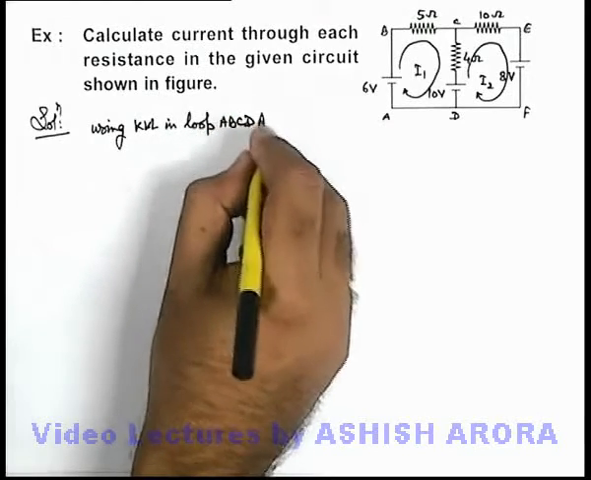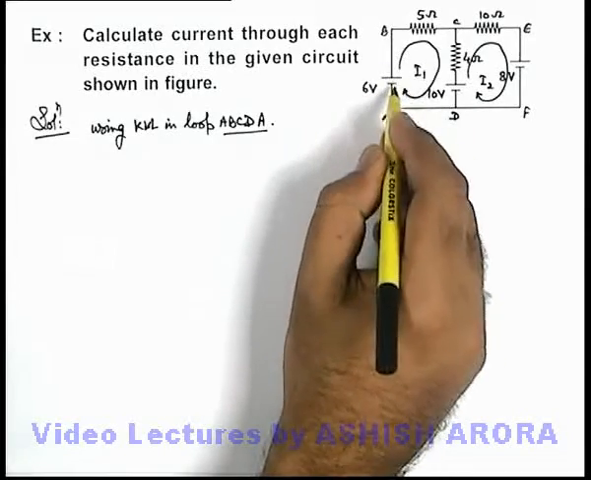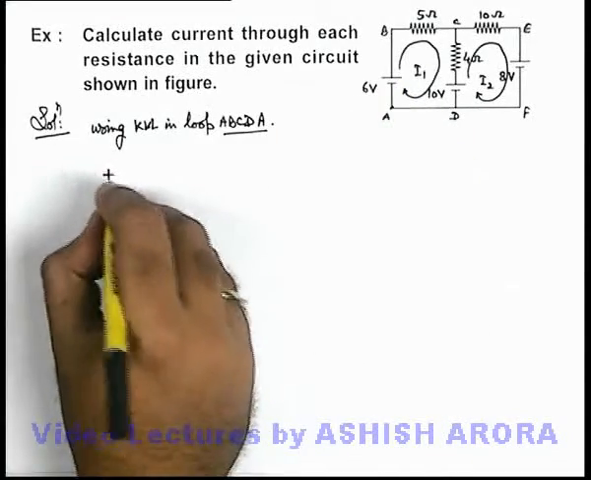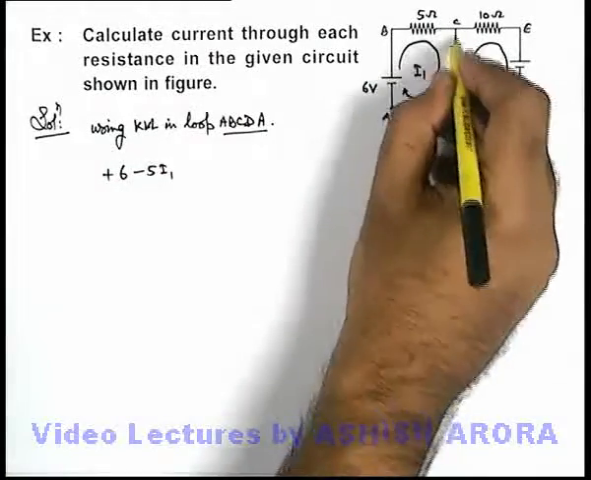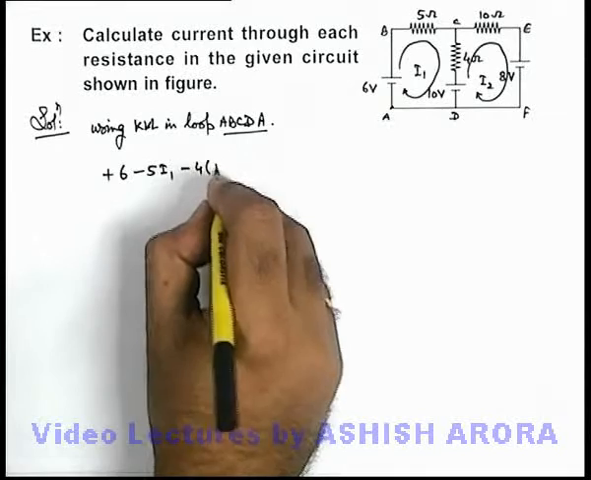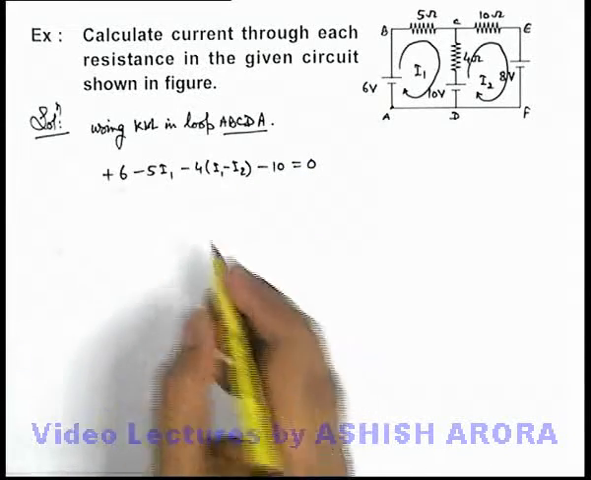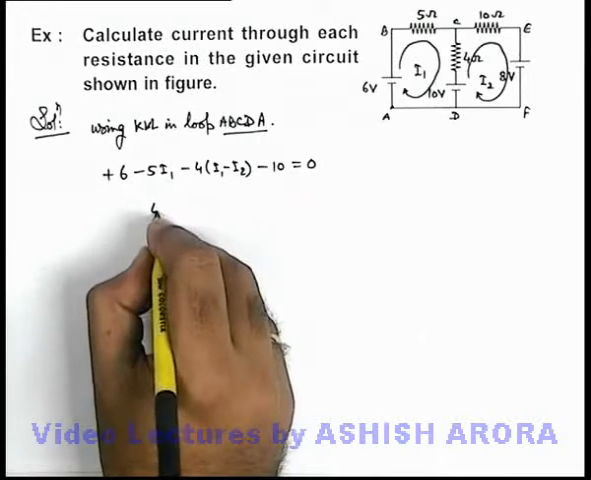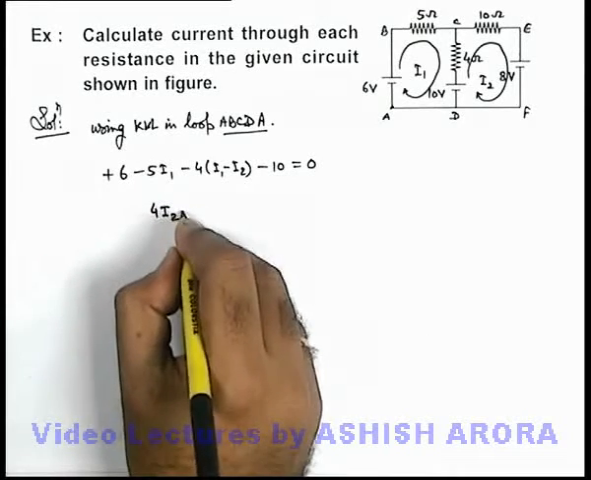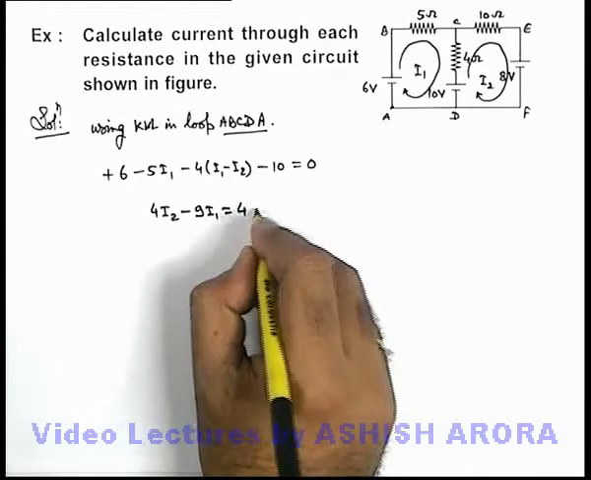A, B, C, D, A, here we start from terminal A, then if we move along the current, there will be a gain of potential, that is plus 6, then minus 5 I1, then minus 4 (I1 minus I2), minus 10 is equal to 0. Now if we simplify the equation, you can see it will be 4 I2 minus 9 I1 equals 4.